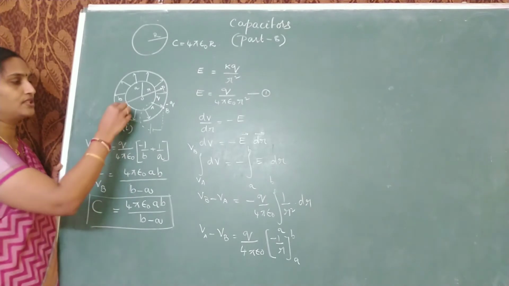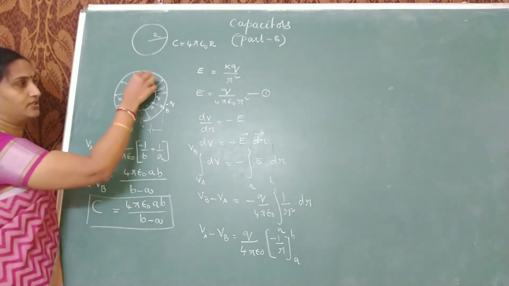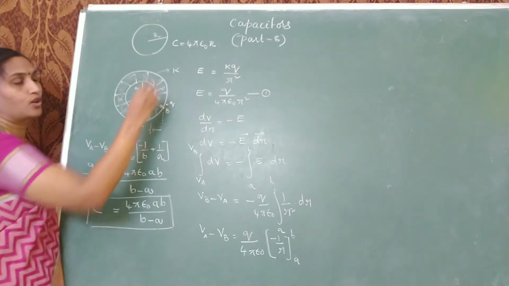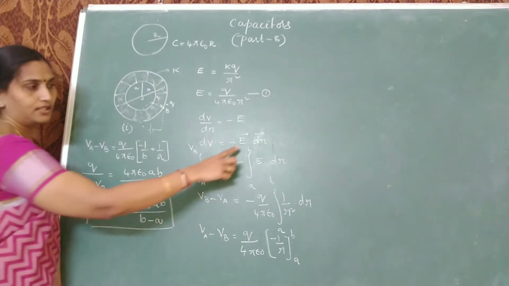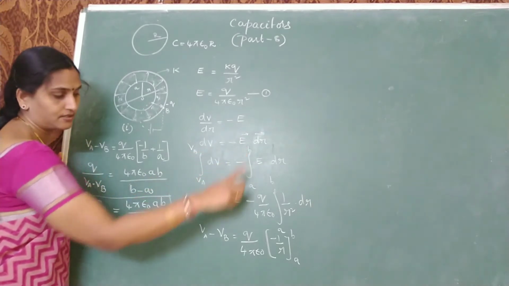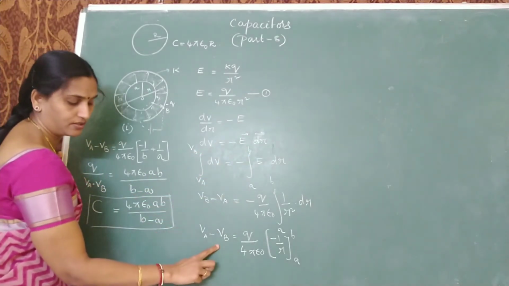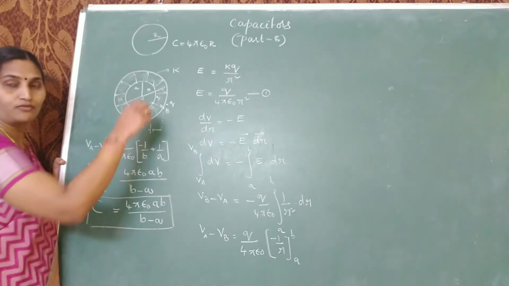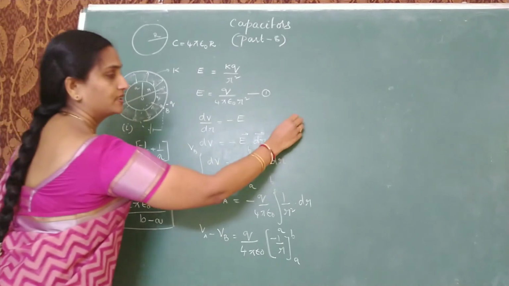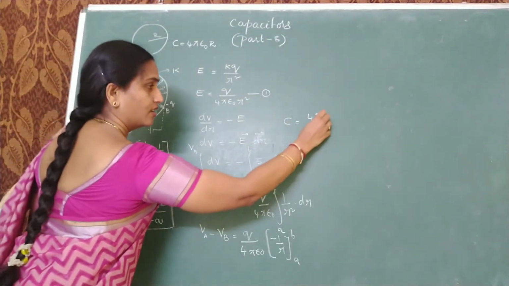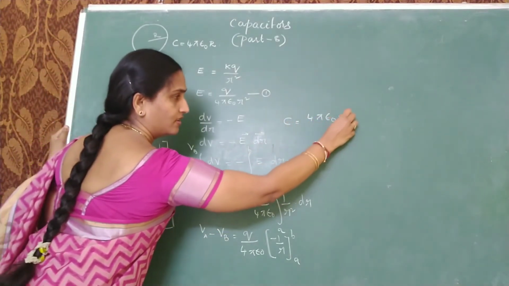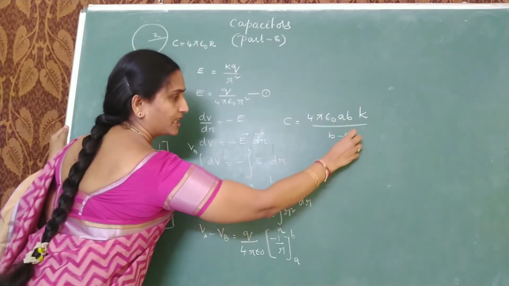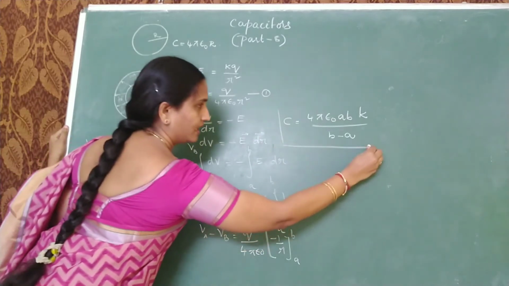And what will you do if this region is completely filled with a dielectric? Suppose I fill this region with a material whose dielectric constant is K. Then the field would reduce by K times. If the field decreases, the potential also decreases and the capacitance will increase by K times. So if you introduce a dielectric slab, what will be the capacitance? 4 pi epsilon naught AB into K divided by B minus A.